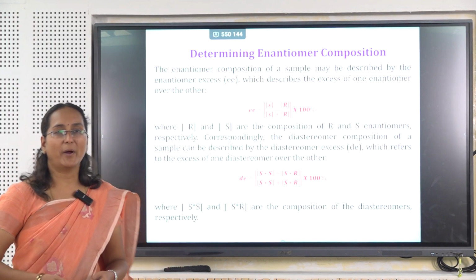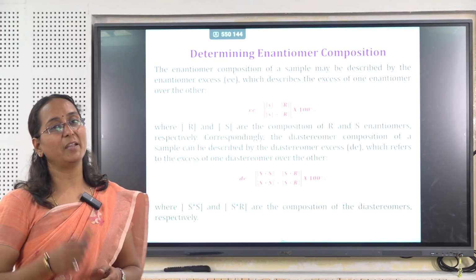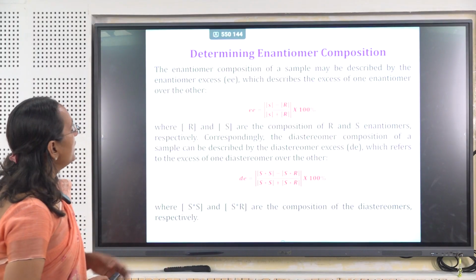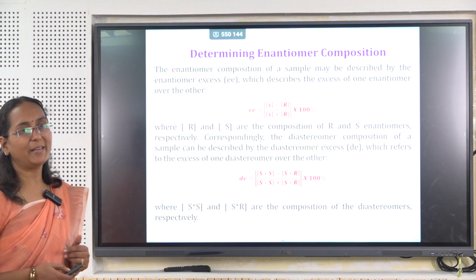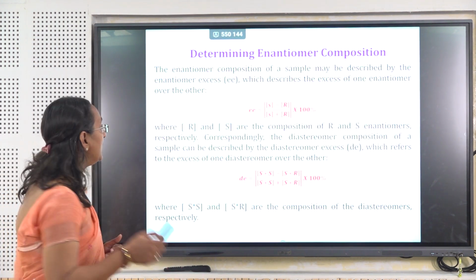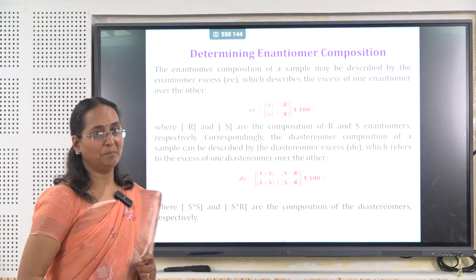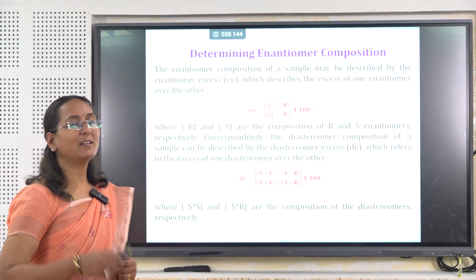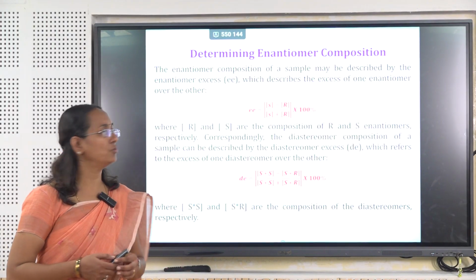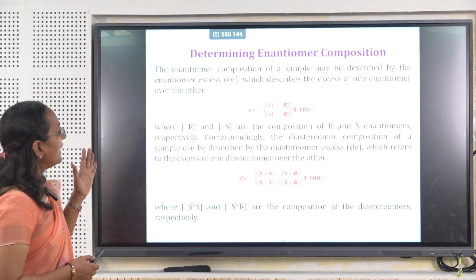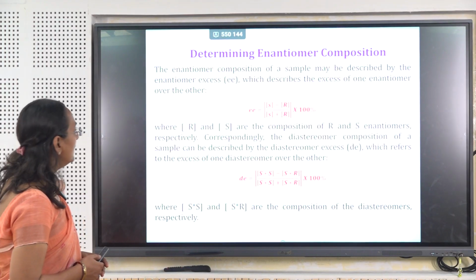Now this is the next point, which discusses how we describe or determine the enantiomeric excess. The enantiomeric composition of a sample may be described by the enantiomeric excess, which is denoted by EE and describes the excess of one enantiomer over the other. We can calculate it with the help of (S minus R) upon (S plus R) into 100%, where R and S are the compositions of the R and S enantiomers.